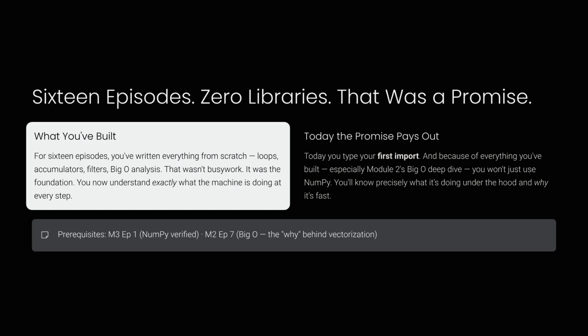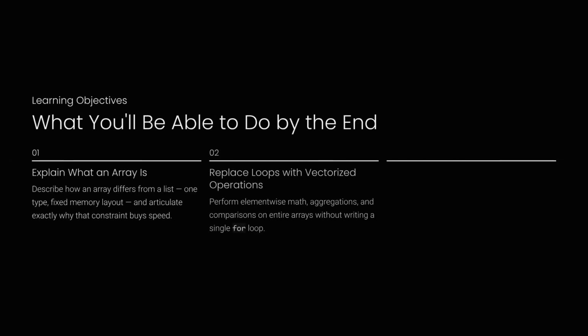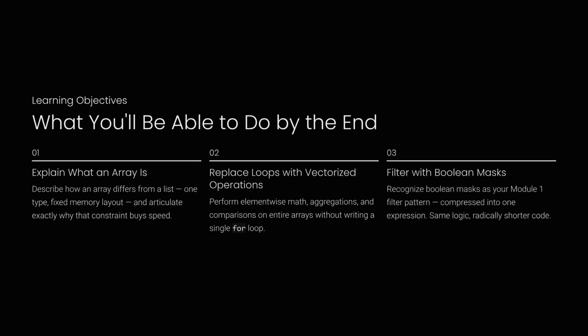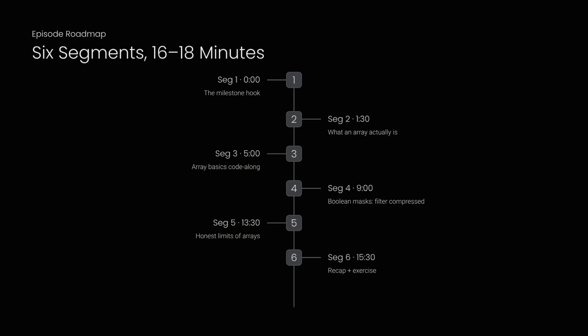For 16 episodes, we've built everything from scratch. Today, that foundation pays off as you type your first import and truly understand what's happening under the hood. By the end of this video, you will be able to explain what an array is, replace loops with vectorized operations, and filter data using Boolean masks. We have a packed roadmap covering 6 segments, from understanding arrays to advanced filtering, all within about 18 minutes.